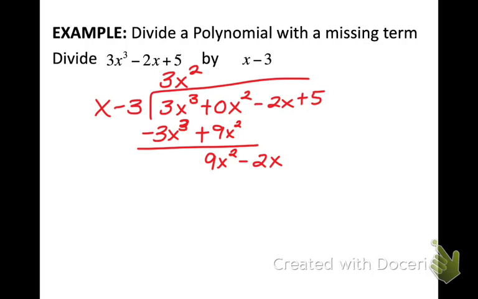So what are we going to multiply? Plus 3x. Multiply it through, gets us 9x squared minus 9x. So that we know that we subtract correctly, just change all your signs on the bottom, that second line.